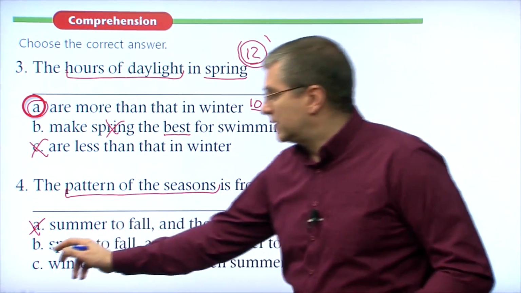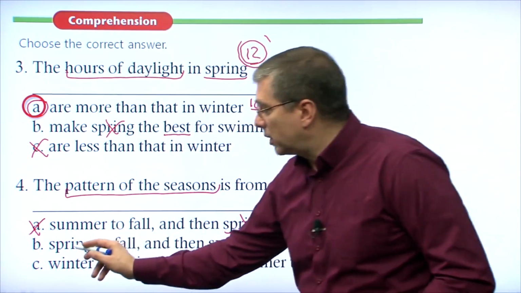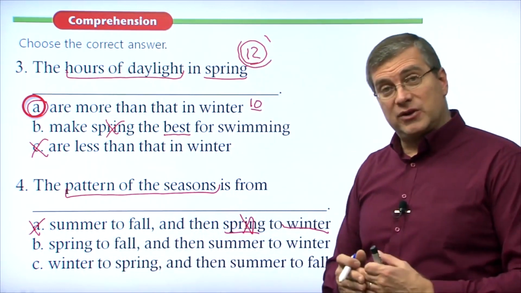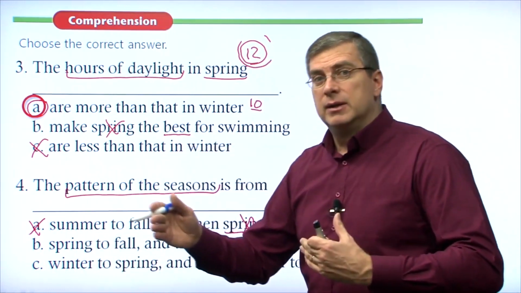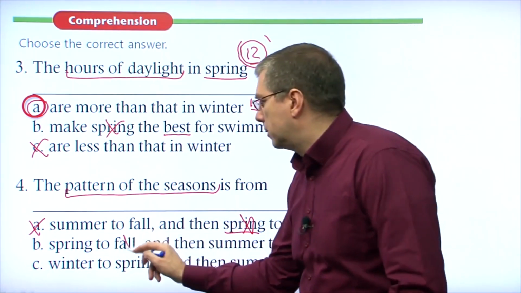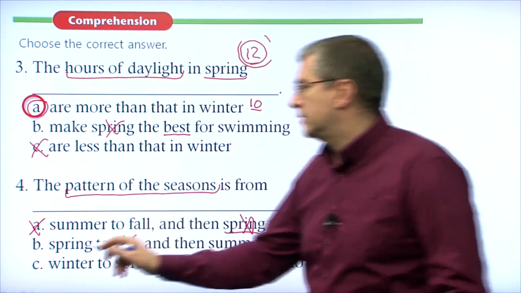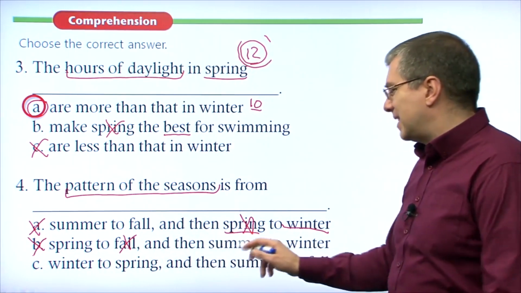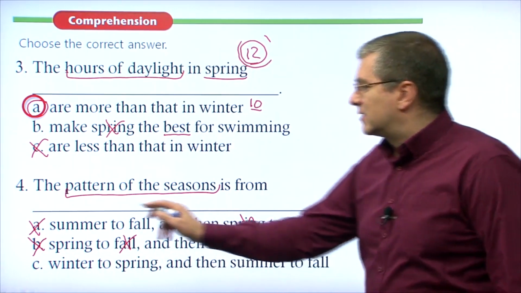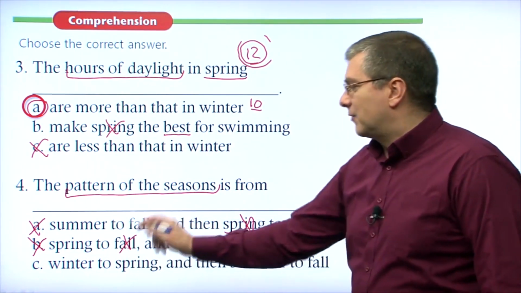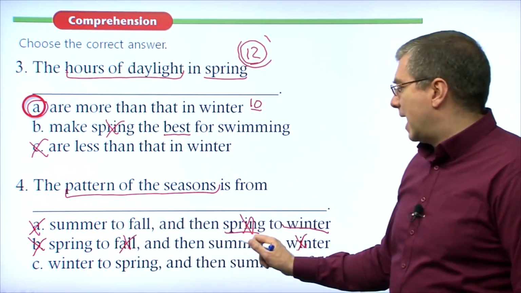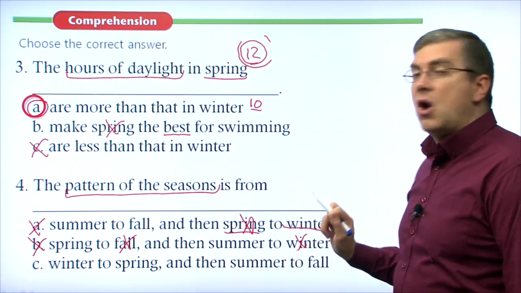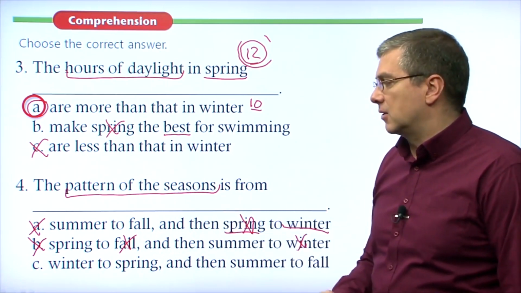Okay. B. Let's take a look at B. Spring to fall. So first we have spring, and after spring we have summer, not fall. That's incorrect. So obviously B is not right. And then summer to winter, again, that's not correct either, right? It's spring. After spring, of course, is summer. And then summer goes to fall, right? So this is obviously incorrect.